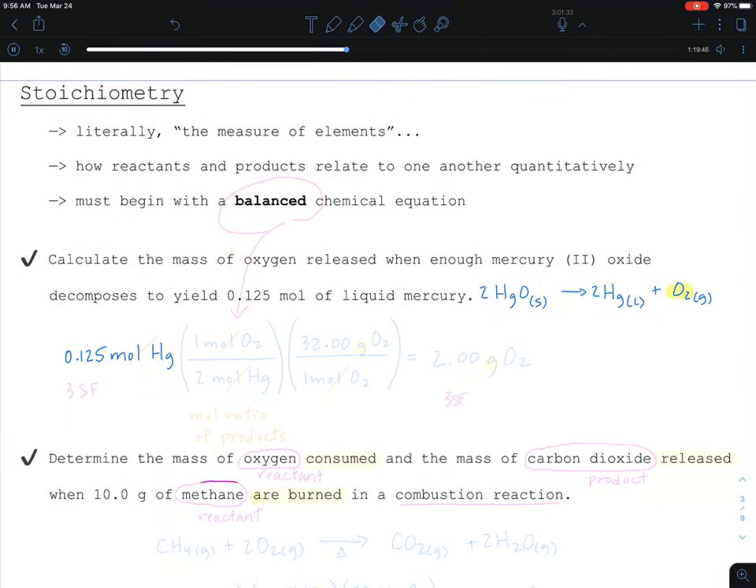What am I talking about? All right, let me show you. So we're going to take the moles of liquid mercury that are actually produced, and I'm going to say that for every 1 mole of the reaction that occurs, 2 moles of the mercury are produced. And when 2 moles of liquid mercury are produced, 1 mole of oxygen is produced. So now I actually have an amount of oxygen gas that's produced when enough mercury 2 oxide yields 0.125 moles of liquid mercury.